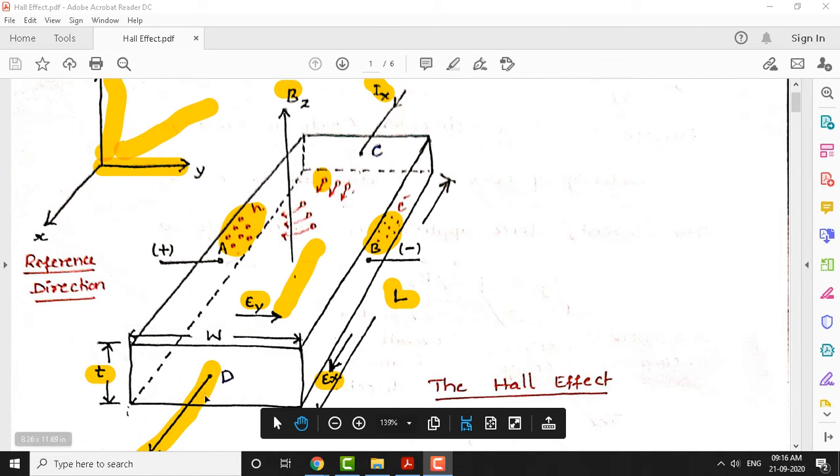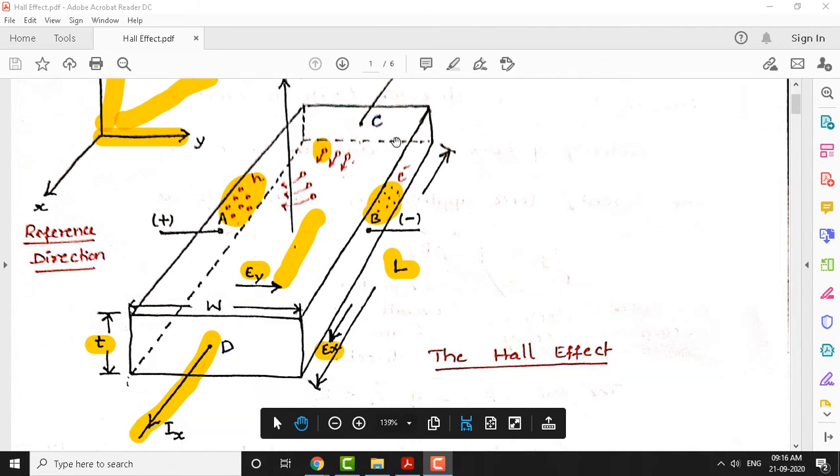If you look at the dimensions of this slab, the length of the slab, L, is shown here. The width of the slab is shown here. The thickness of the slab is shown here, small t. So this gives you the dimensions of this slab: the length, width, and thickness.